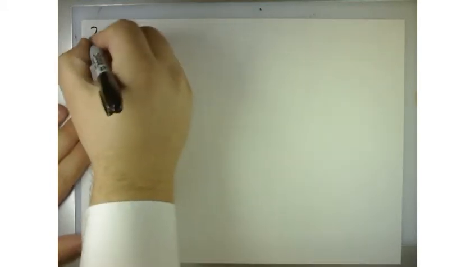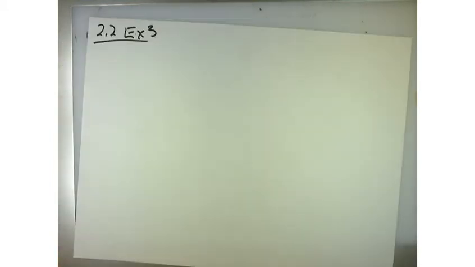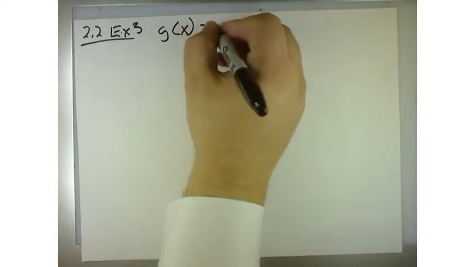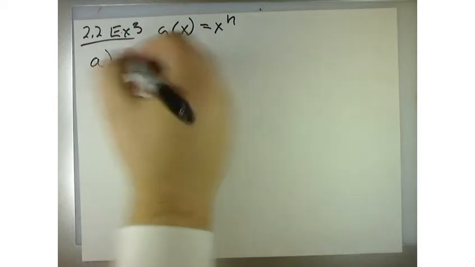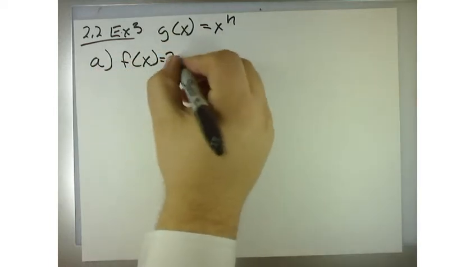Example number 3 out of our textbook. We are asked to describe how to obtain the graph of a given function when it's written in the form g of x is equal to x raised to the n with the same power of n. Sketch the graph by hand and then support it with a grapher. So let me explain what they want us to do. We've got f of x is equal to 2x to the third power.